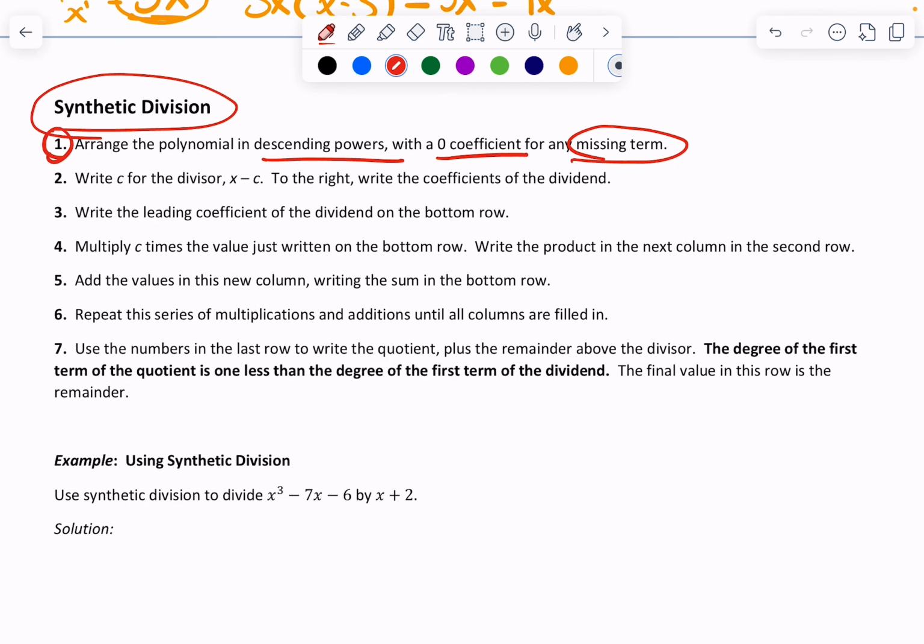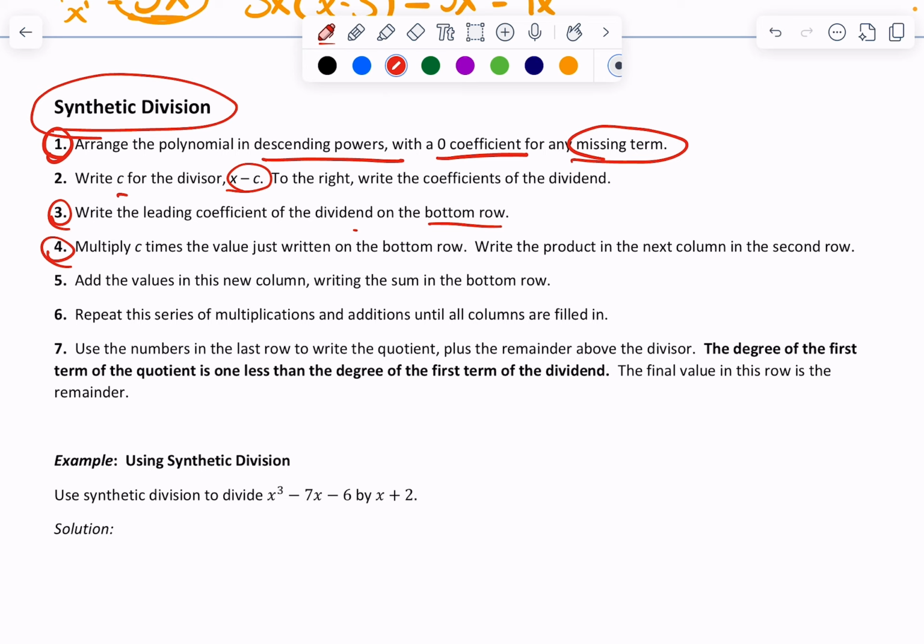Next, we're going to write c for the divisor, x minus c. To the right, write the coefficients of the dividend. And then write the leading coefficient of the dividend on the bottom row. 4, multiply c times the value just written on the bottom row. Write the product in the next column in the second row.